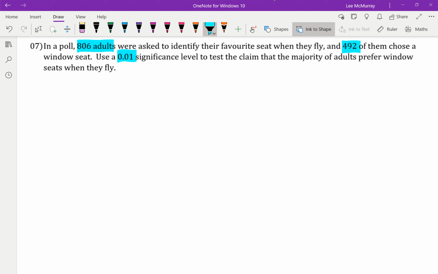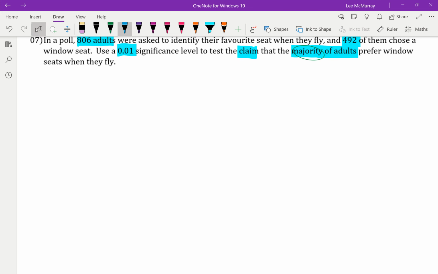1% significance level, to test the claim that the majority, so the claim is that the majority of adults prefer the window seat when they fly. So what do we think the majority means? So we have to know what that means kind of in normal terms. So the majority means greater than 50%, right? So that'll help us determine what our values are here for our H0 and our H1.